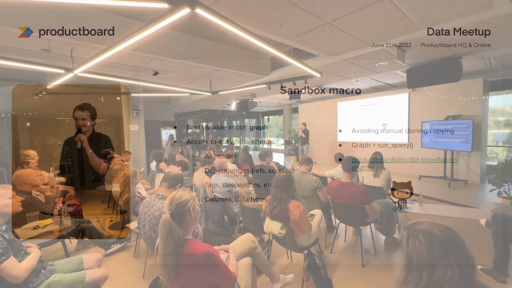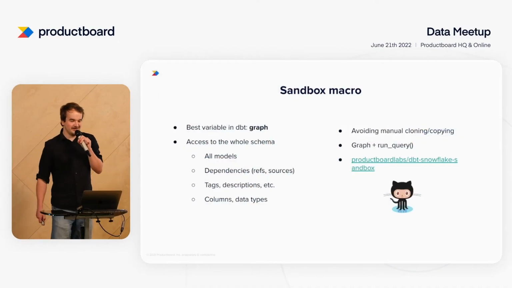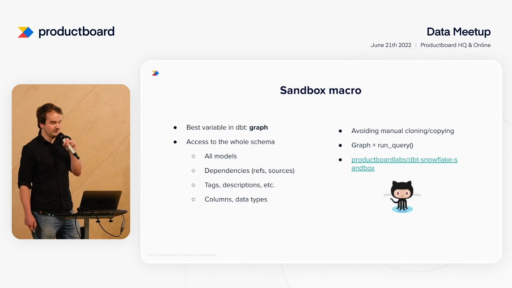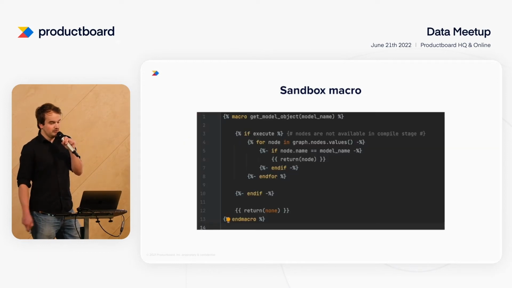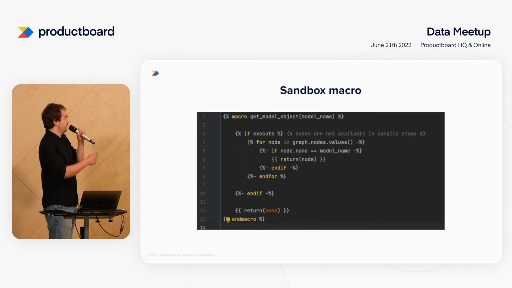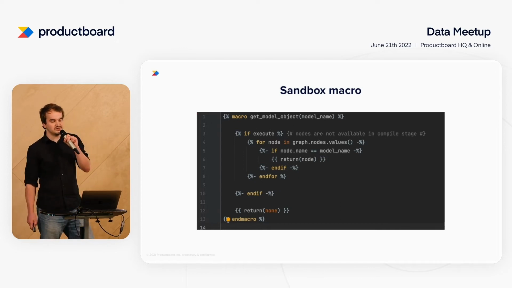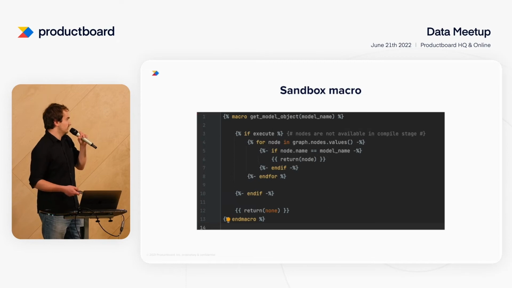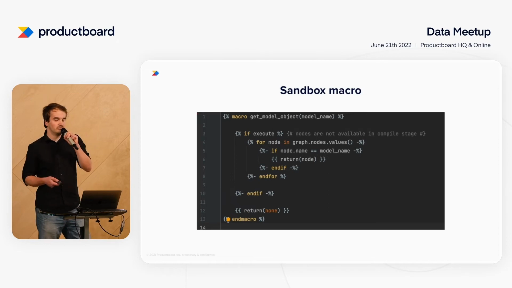We haven't committed as a team, but we will see. And hopefully you will be able to use it directly from DBT libraries or extensions. So just an example of how you can use the graph variable. This is the actual function or macro we are using in Sandbox. Sandbox macro, and with that we want to get only the definition of a model by its name.